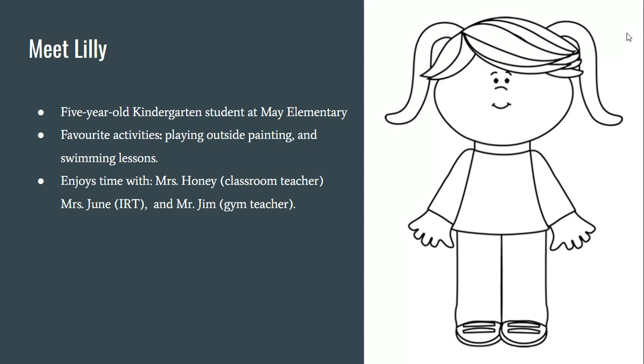And here's Lily. Meet Lily. Lily is a 5-year-old student who identifies as female. She is in Miss Honey's kindergarten class. Lily lives with both her mom and dad. She enjoys playing outside, painting, and swimming lessons. When in school, she enjoys spending time with Miss Honey, Miss June, the grade level IRT teacher, and Mr. Jim, her physical education teacher.